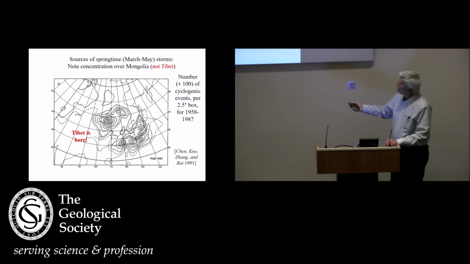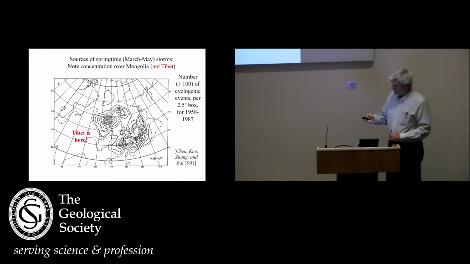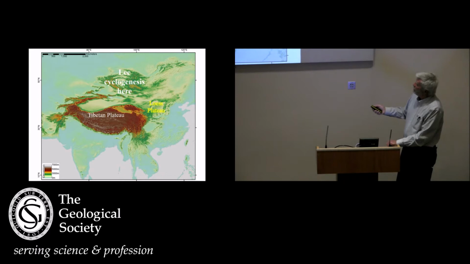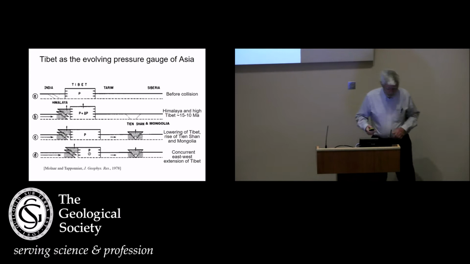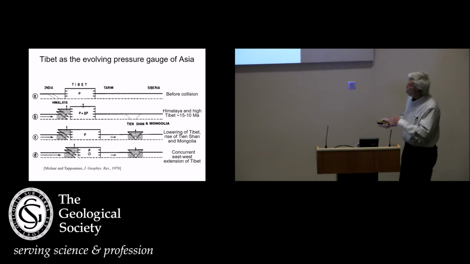So the storms are seeded in Mongolia. Lee cyclogenesis seems to be the way to do it. There's where the lee cyclogenesis occurs, the Loess Plateau, Tibet. And you can ask, is it irrelevant? No. So I'm going to back up a little bit. Paul Tapponnier drew this picture 40 years ago for a paper we did. And if you were to read the caption, you'd see that the caption doesn't say what I'm about to say, but I think it still works.